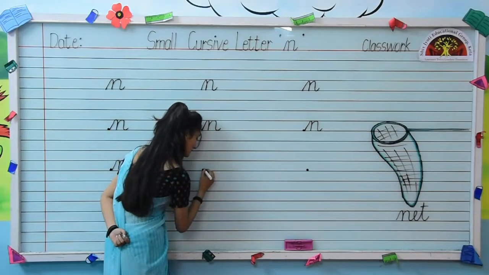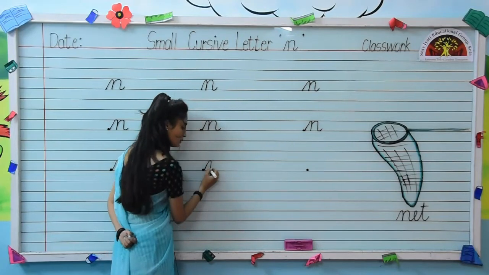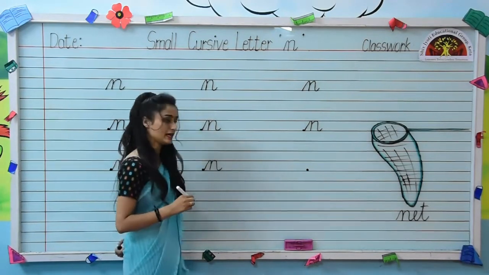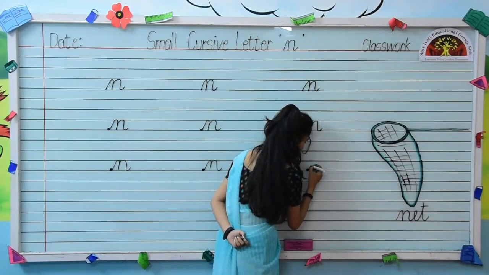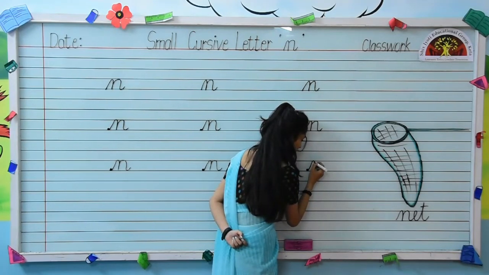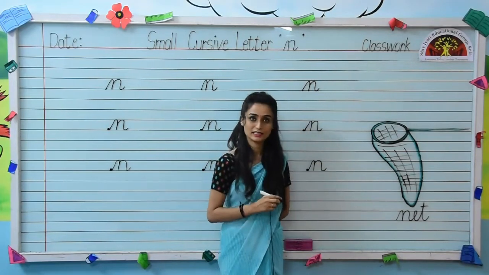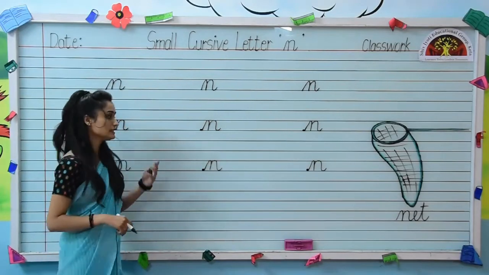Look over here kids. Slanting line up, touch the second line, make a curve, come down, touch the third line, again go up, make a curve touching the second line, come down and go out like this. Look over here for the last time. Slanting line up, touch the second line, make a curve, come down, touch the third line, again go up, make a curve touching the second line, come down kids and touch the third line and go out like this. Okay kids? So this way you have to make your small cursive letter N.